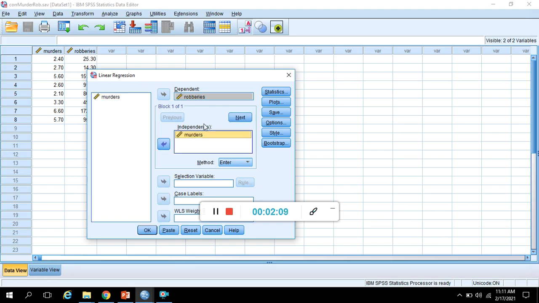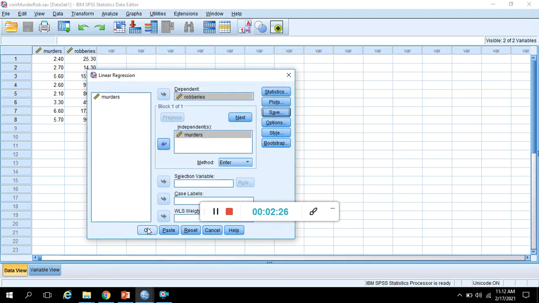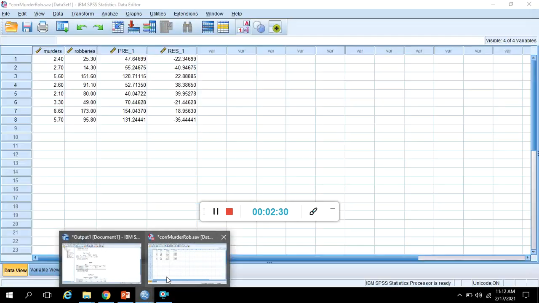This is one that's arbitrary. You can predict robberies based on murders or murders based on robberies. But I want to do save, and I want to save two things. I want to save the unstandardized predicted, like we just did in the last video, and the unstandardized residuals. Okay. And hit go. And what it's going to do is it's going to do this.